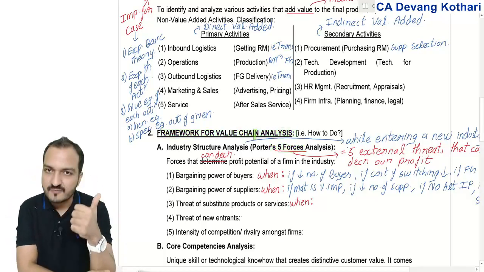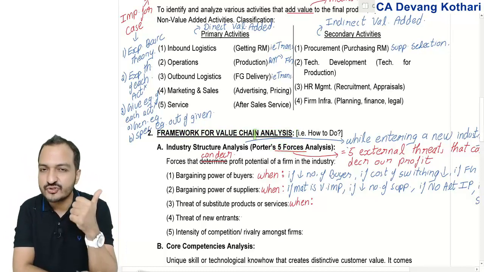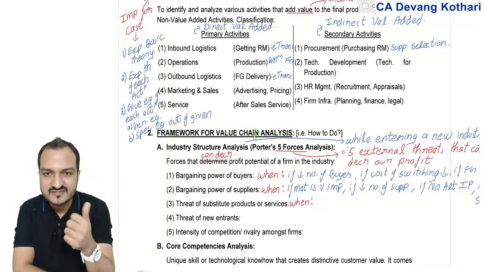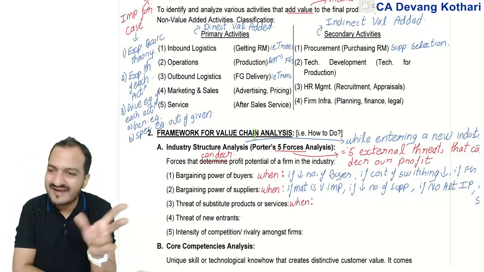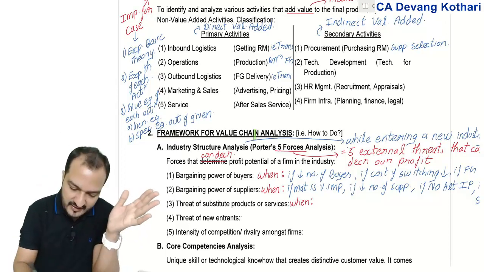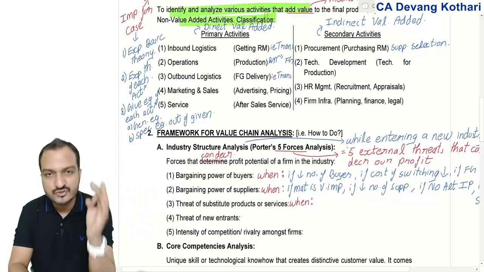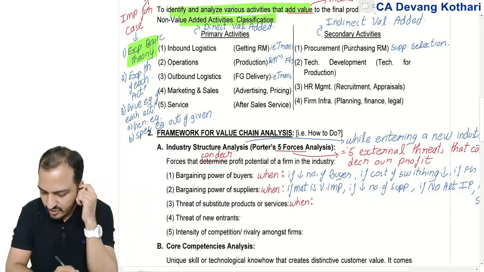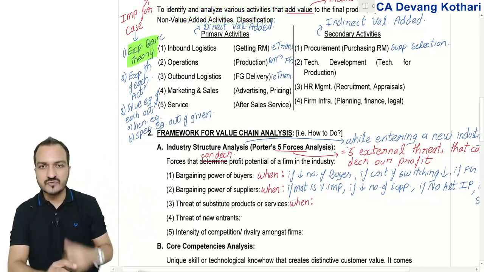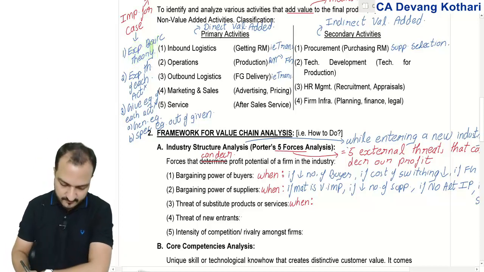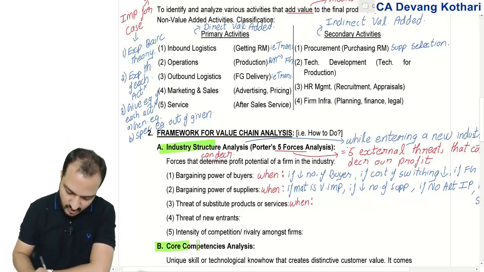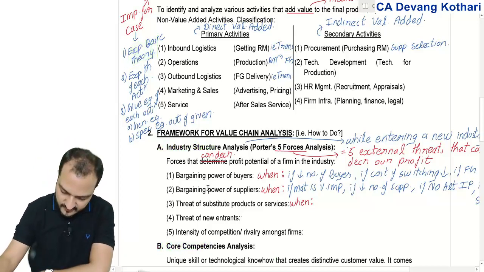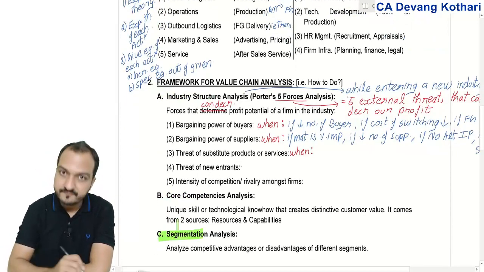Say that under value chain analysis, you need to analyze value added and non-value added activities, and eliminate the non-value added activities. So this description, yes, you have to write. That is a part of basic theory. Then you write that in order to do value chain analysis, the company needs to analyze three things. The company needs to analyze industry, core competency, and the company needs to analyze segmentation.